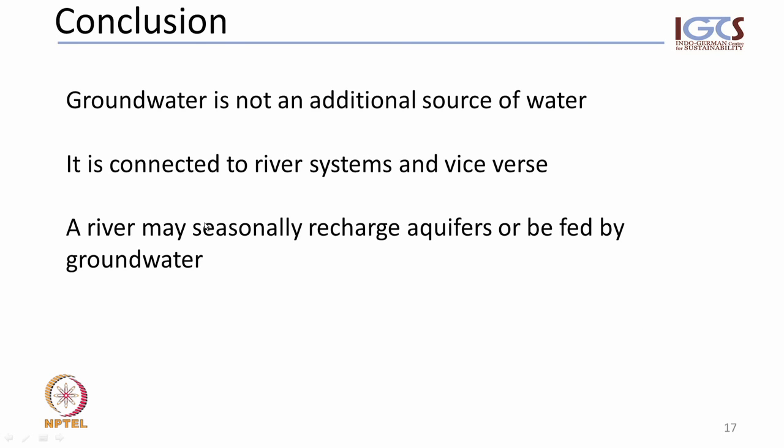So what we need to conclude here, and take home, is that groundwater is not an additional source of water. It is not something that can be treated like an additional source, like the ocean water. It is connected to a river system, and the river system is connected to groundwater. Both are interconnected. And whether a river discharges or recharges an aquifer may change seasonally in a particular region.